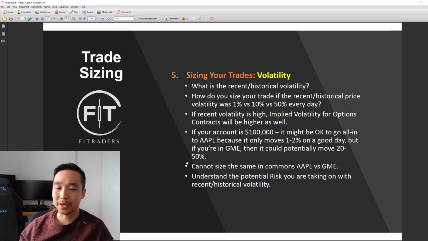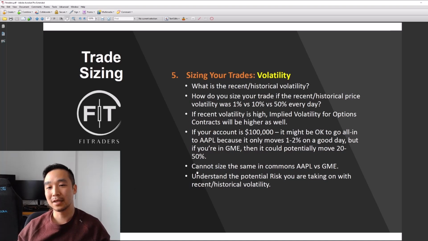That's exactly what I'm saying. You cannot size the same in commons in Apple as you would in GameStop. So understand the risk you are taking on with the recent historical volatility. That's exactly what I'm talking about in this last 5 to 10 minutes.